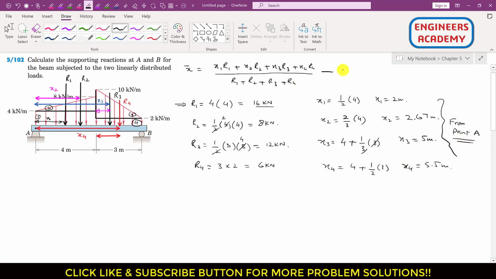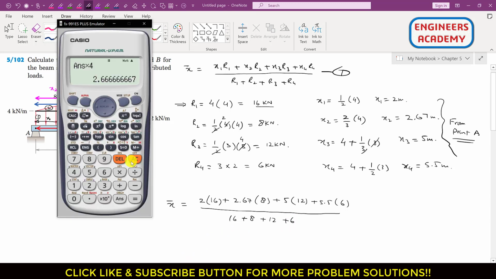So now we can apply this equation 1. So that this equation 1 will give us this x bar, right? So let me find this x bar. So x bar will be equal to x1. So x1 is 2 meters into R1, which is 16, plus x2 is 2.67 into R2, which is 8, x3 is 5 and R3 is 12, x4 is 5.5 and R4 is 6, and divided by the summation of all the resultants, right? So this is 16 plus 8 plus 12 plus 6. So 2 into 16 is 32 plus 2.67 into 8 plus 5 into 12 plus 5.5 into 6. So this gives us 146.36.